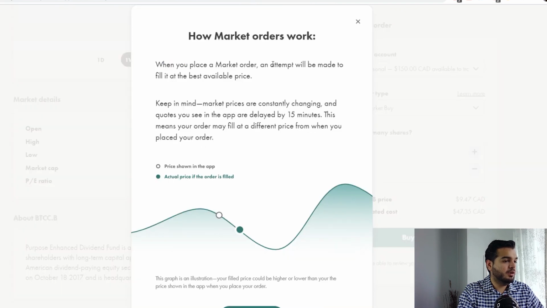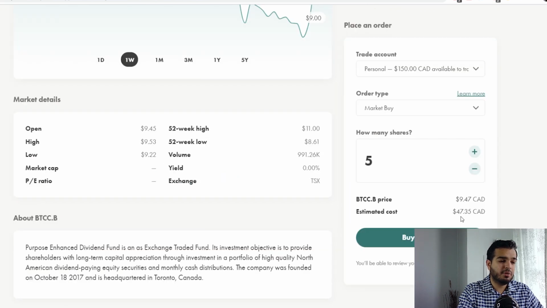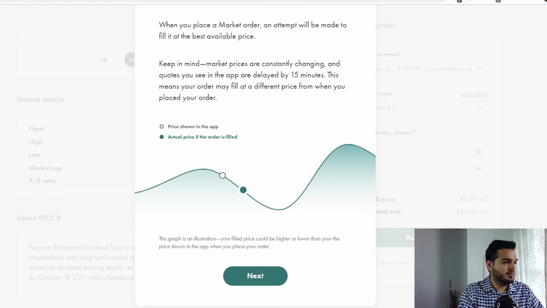When you place a market order, an attempt will be made to fill it at the best available price. Keep in mind that market prices are constantly changing, and quotes you see in the app are delayed by 15 minutes. This means your order may fill at a different price from when you placed your order. So the price it's showing right now is $9.47. Let's see what it actually settles at. Let's go ahead and do next.